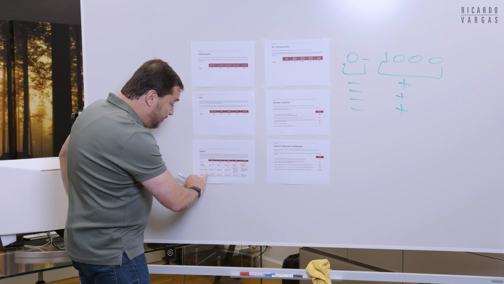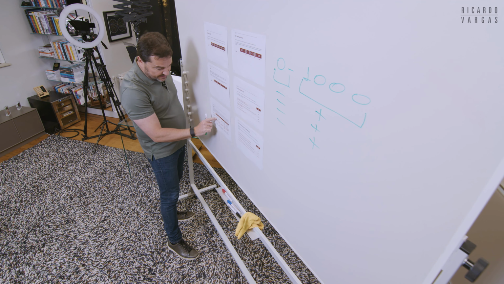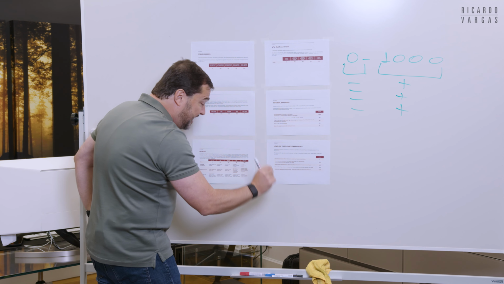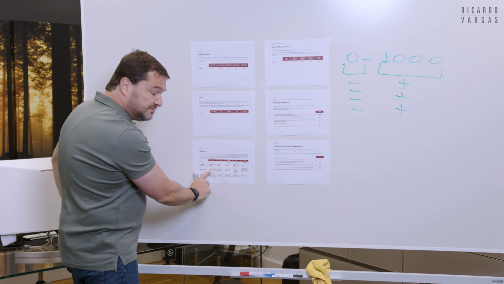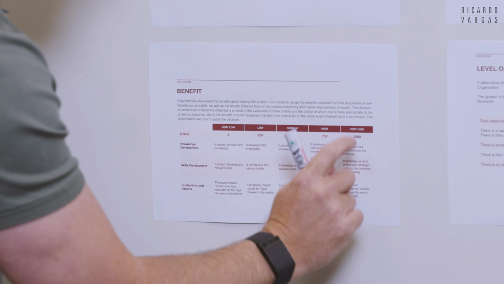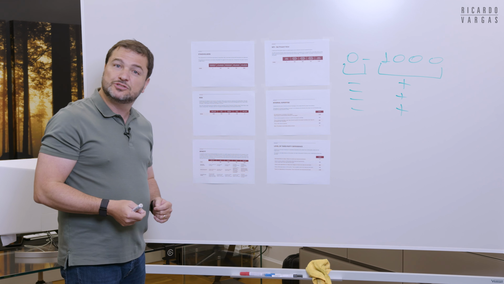So very low, for example, it does not develop knowledge. That project does not develop any knowledge. Up to 1,000, it develops knowledge that will revolutionize the business. For example, skills development: it does not develop any relevant skills. Up to 1,000, it develops critical skills that will improve company sustainability.